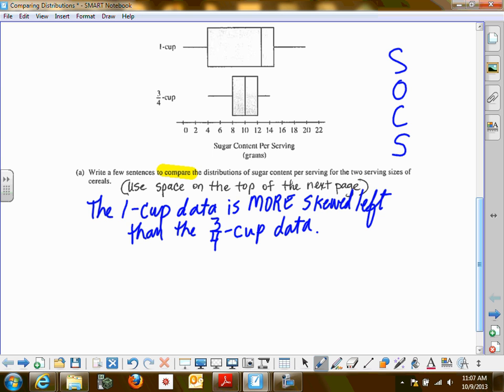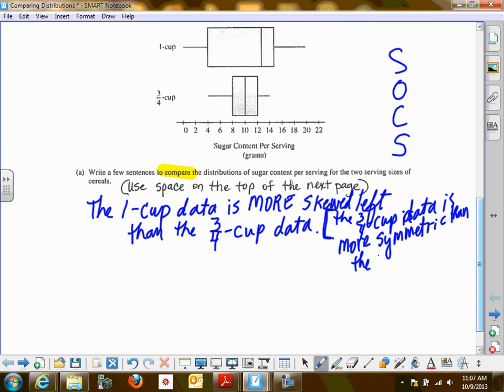But by the way, you also could have included that the 3/4 cup data is more symmetric than the 1 cup data. It's kind of like a bracket. You don't have to include this other one, but you could. So that's a thorough statement there. All right, so we have covered shape. What's next?